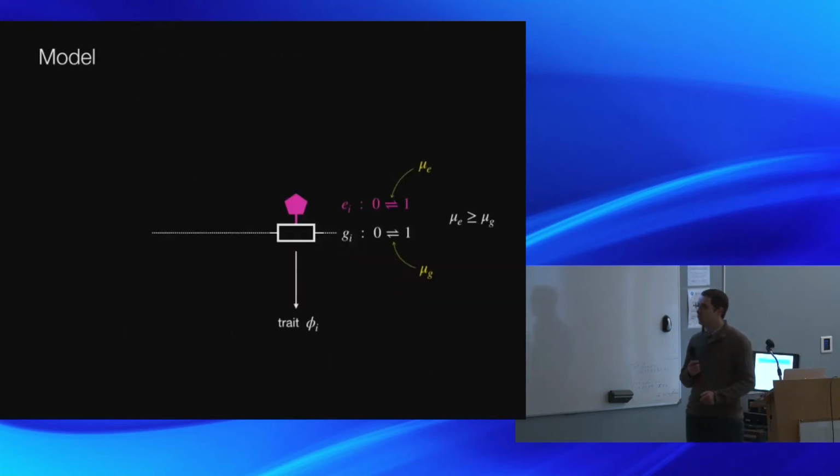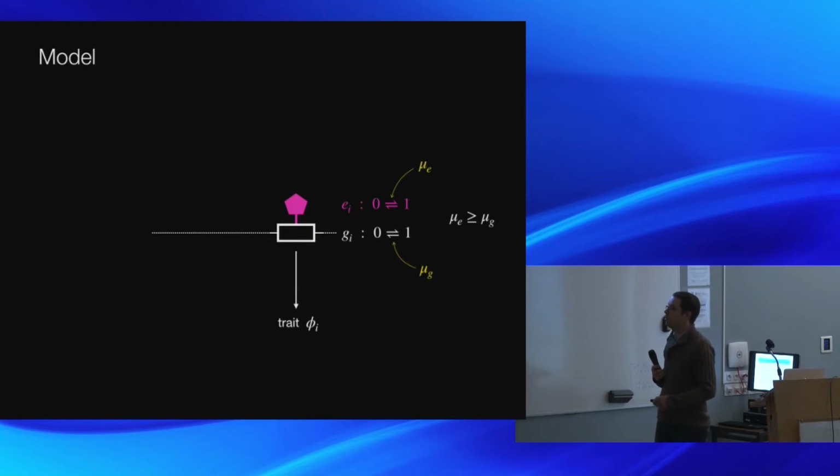The model I present today is extremely simple. We have an epigenetic medium that can be in two states, 0 or 1. We have a genetic medium that can also be in two states, 0 or 1, and you can switch between these states. The epimutation rate of the non-genetic state is mu E, and the mutation rate of the genetic state is mu G. And of course, mu E is larger than or equal to mu G.